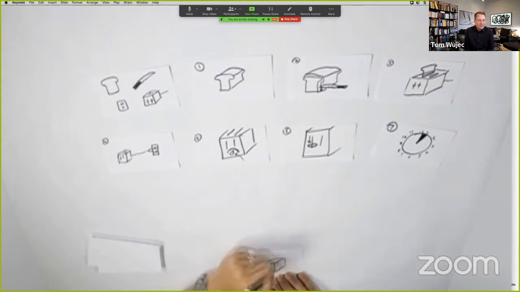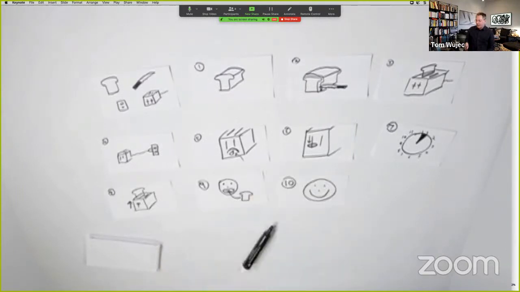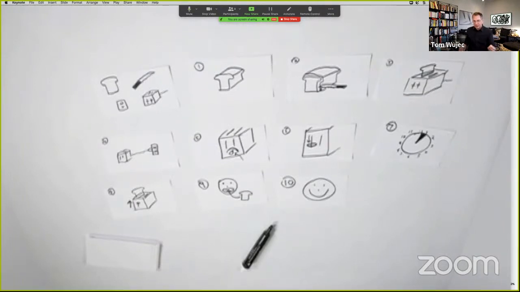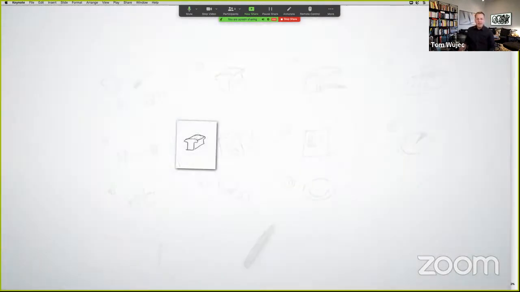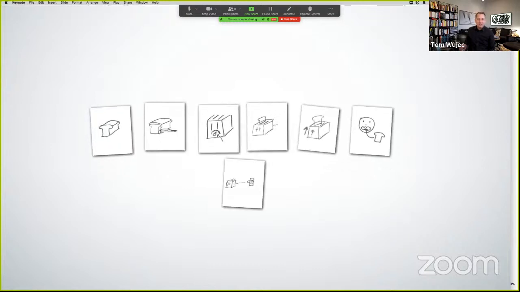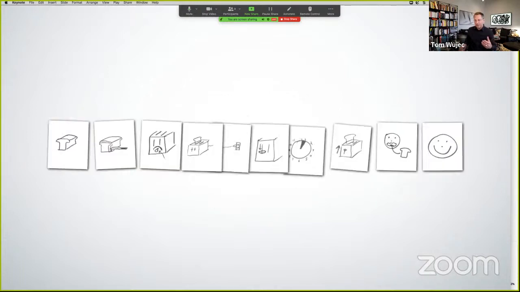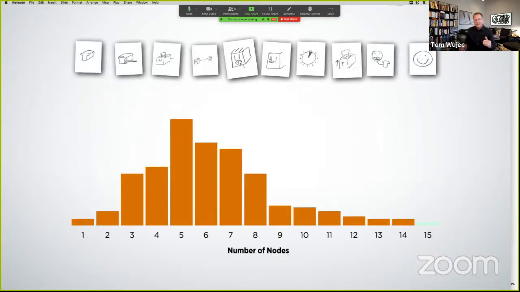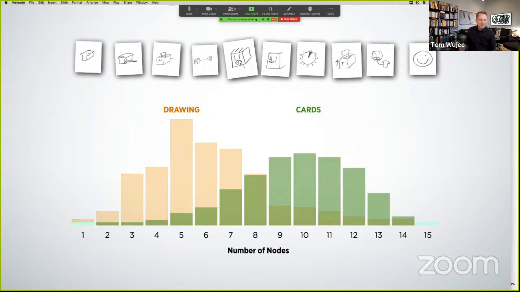So something really interesting happens here. We typically produce more distinct nodes, and people often have a conversation with the nodes as they produce them, moving them around in a non-linear way. So as they form the process or the structure, they interact with the nodes, and that typically produces a richer interrogation with the ideas. So drawings have this distribution of nodes, cards have a richer distribution of nodes.